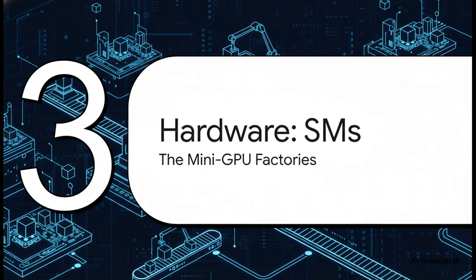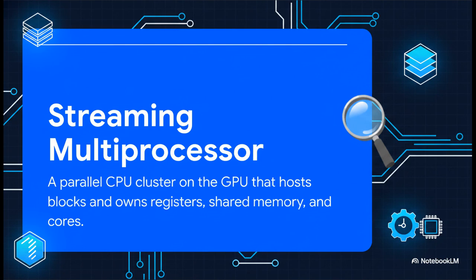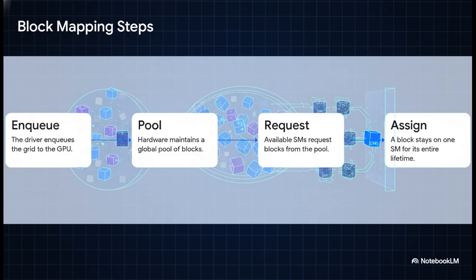Which brings us to section 3, hardware, streaming multiprocessors, or as I like to think of them, the mini GPU factories. Meet the true workhorse of the GPU architecture, the streaming multiprocessor, or SM. Think of each SM as a highly autonomous mini GPU factory. A modern GPU chip is packed with these, and each one is fully loaded. It owns its own register files, its own shared memory, its own schedulers, and its own execution cores, the whole shebang. So let's trace the exact lifecycle of how your blocks get dispatched to these factories.